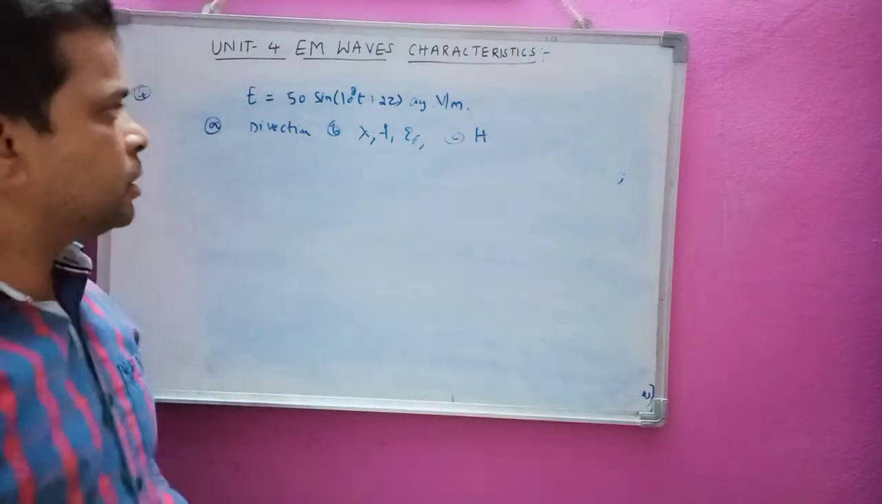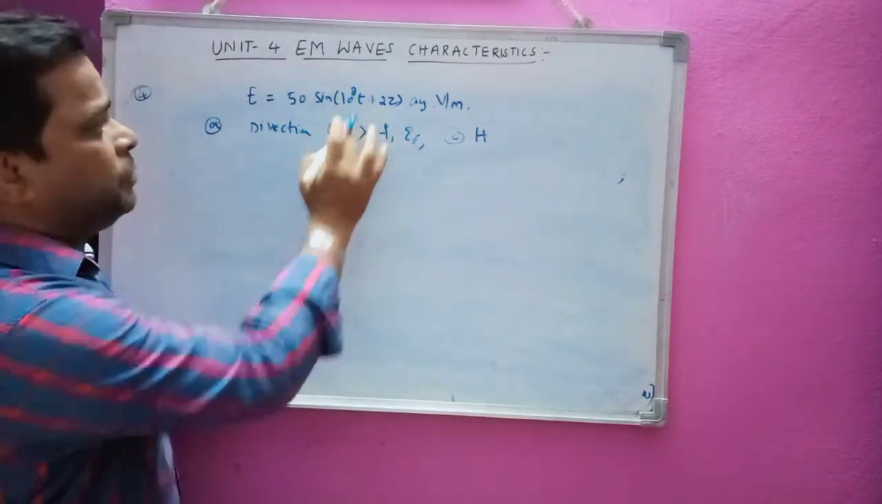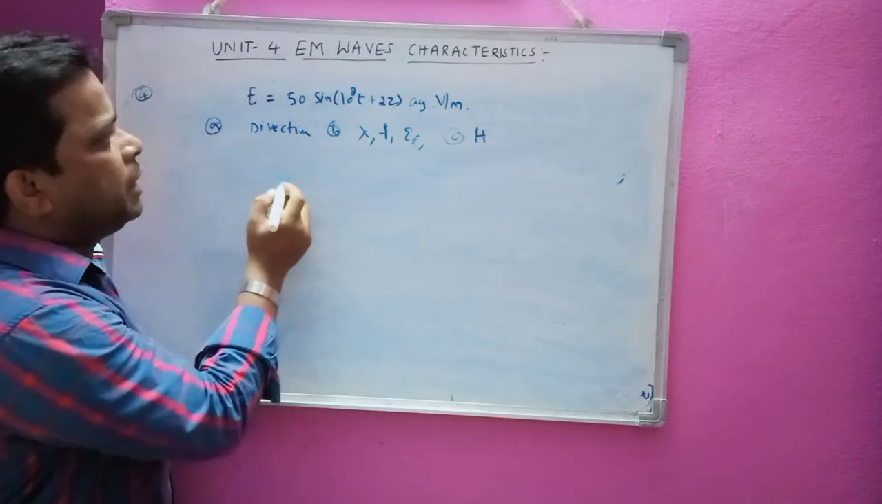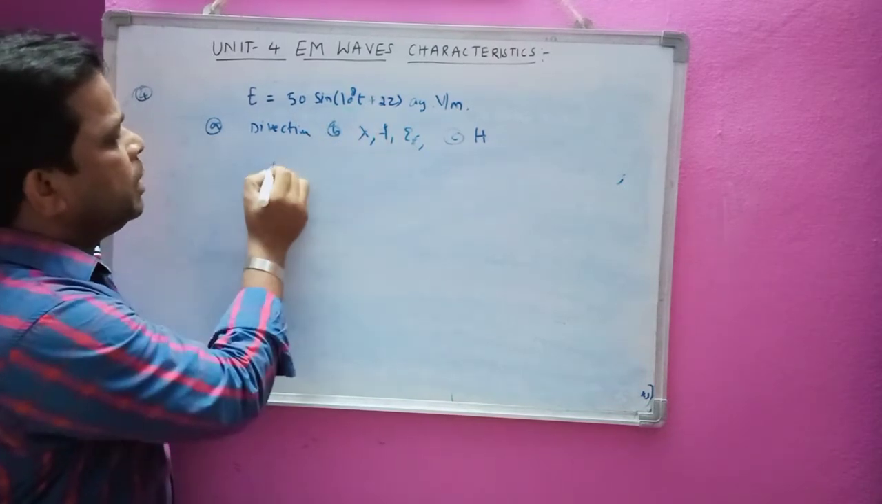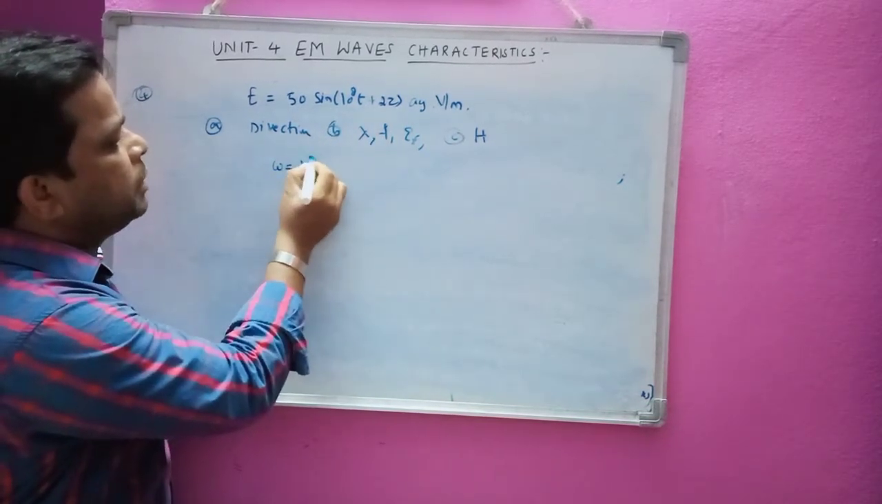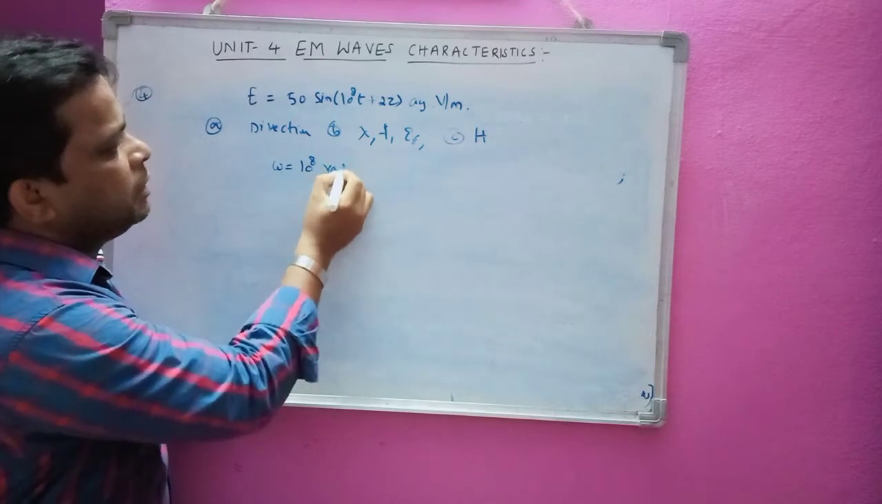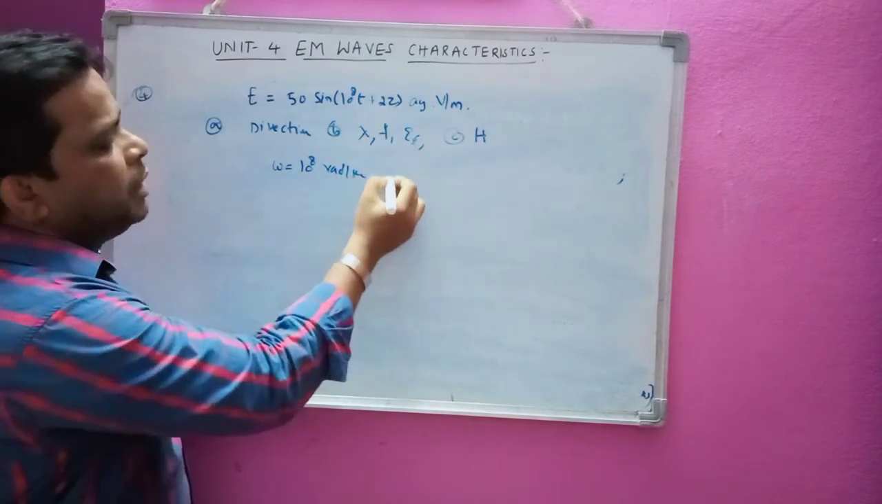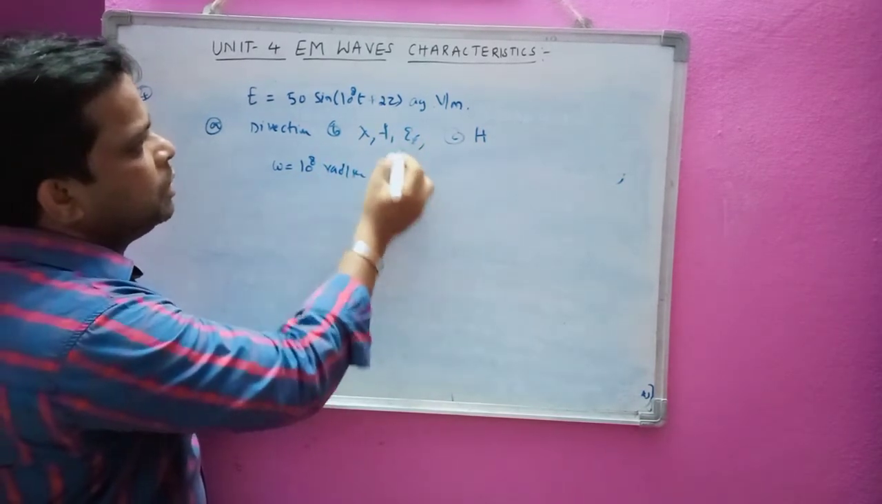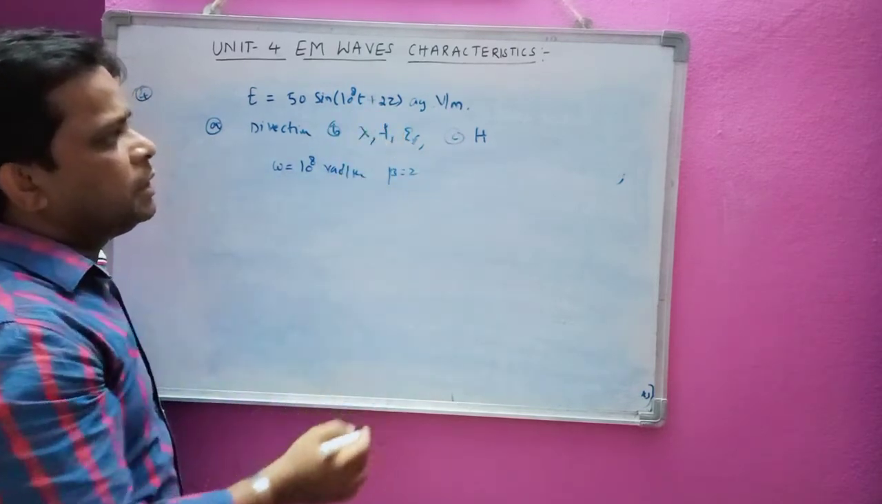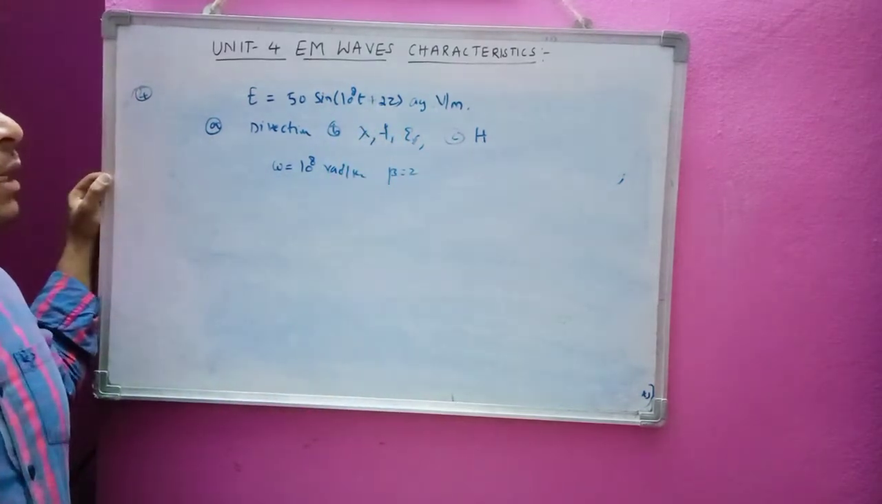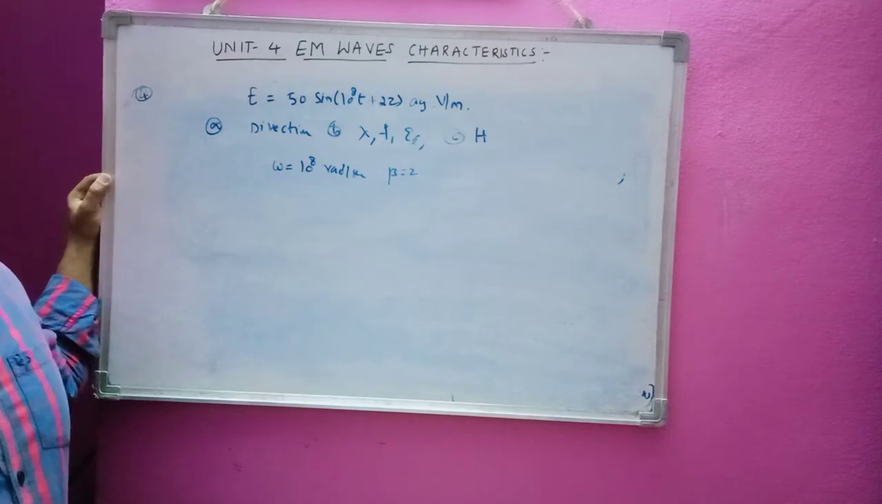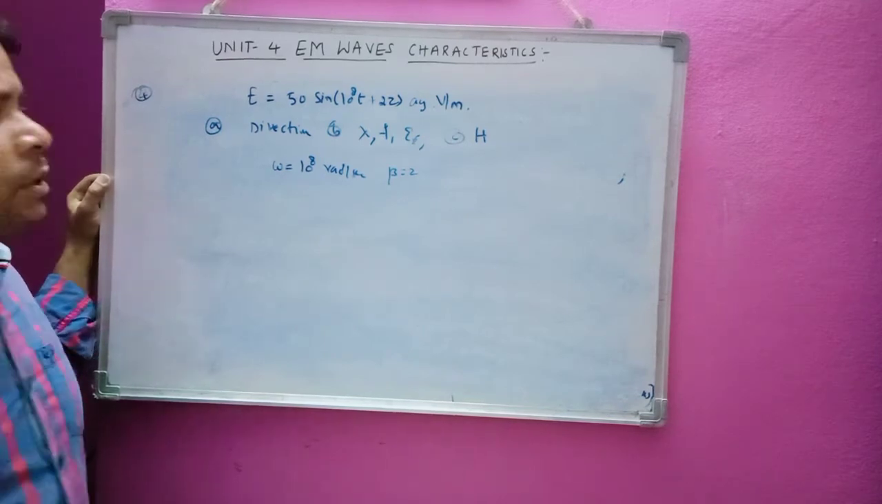Now write the given data. From the given E, we can write that omega is equal to 10 to the power of 8 radians per second, and similarly beta is equal to 2, because we know that sin(omega t minus beta z). First of all, we'll write the wave direction here.